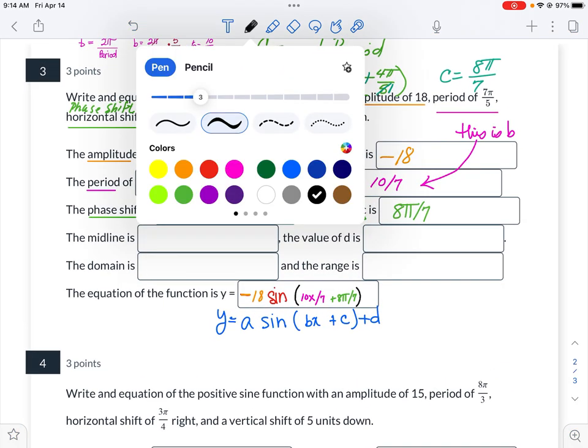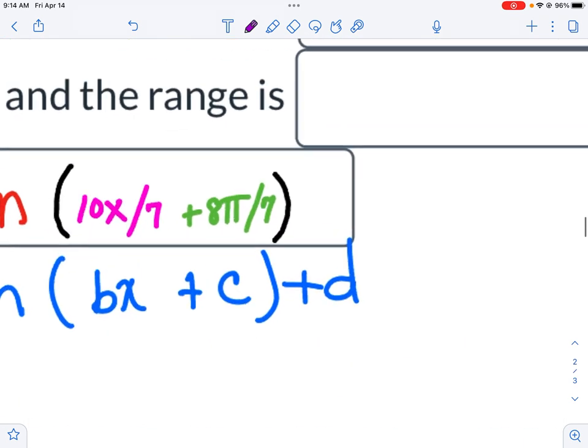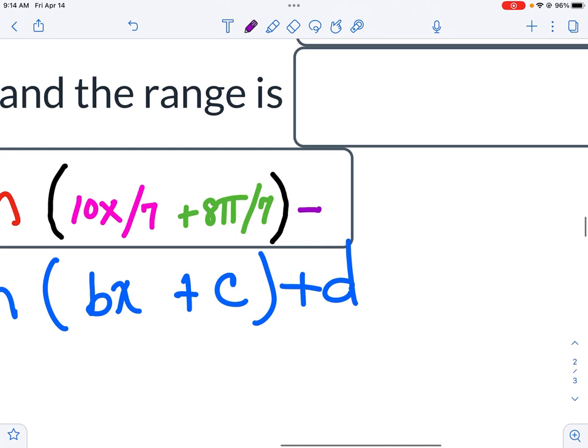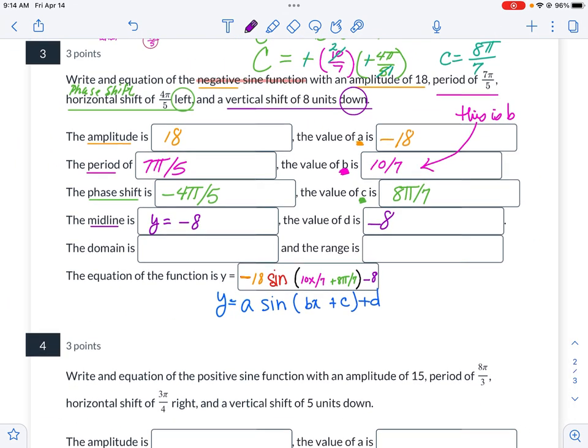And then they tell us that the vertical shift is 8 units down. So that is the midline. And it said that it went down. So it is y equals negative 8. So this is negative 8. And so there's your answer.